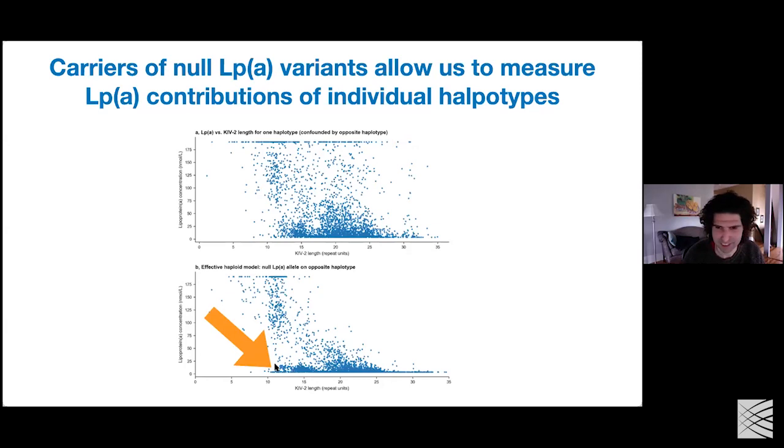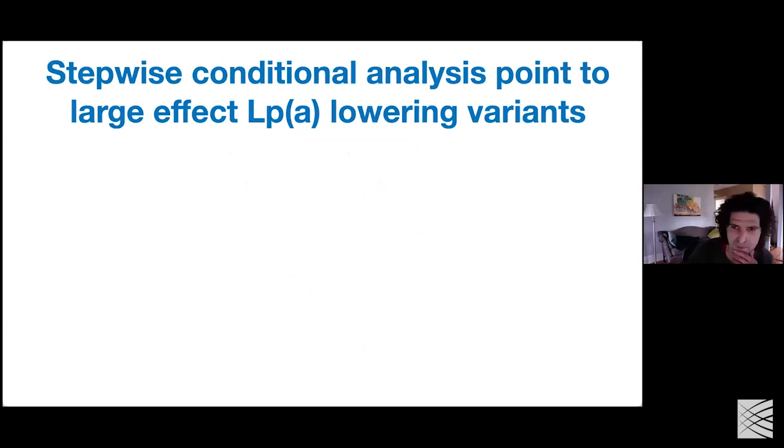Given the high heritability of lipoprotein A concentration, additional genetic variation must explain the low LPA produced by these alleles. So we next sought to identify these variants. To do so, we performed a stepwise conditional analysis to identify large effect lipoprotein A concentration lowering variants that result in low LPA, despite occurring on haplotypes with short KIV2 domains.